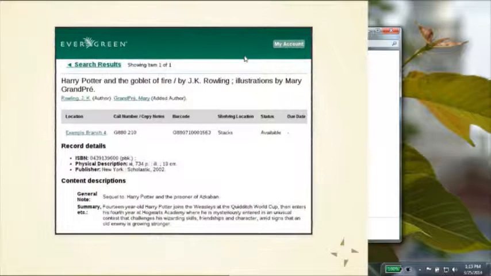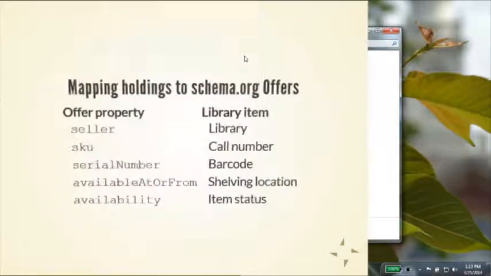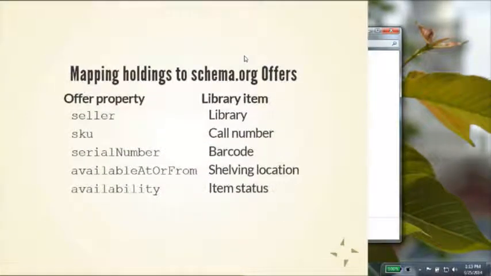So you can see on Evergreen basic search results for holdings, you've got the location, the call number, the barcode, the library that's associated with it and its status. Similar sort of thing in Koha. So the mapping looks a little bit weird because we're calling the library a seller. We're calling the call number a SKU, which is a stock keeping unit, which actually kind of makes sense if you're trying to keep track of things on the shelves. Call number, squint a little bit, it makes sense.